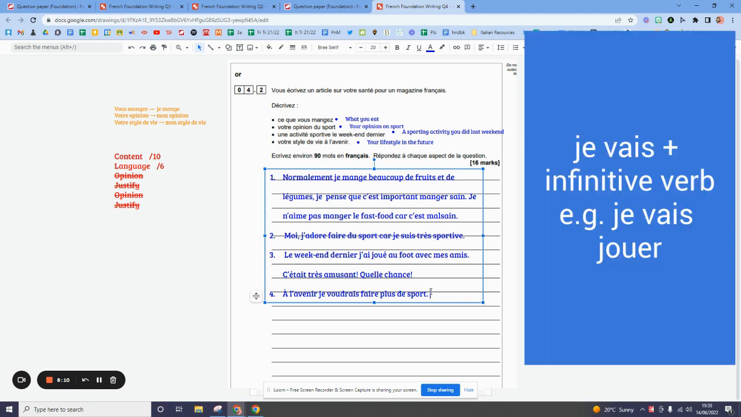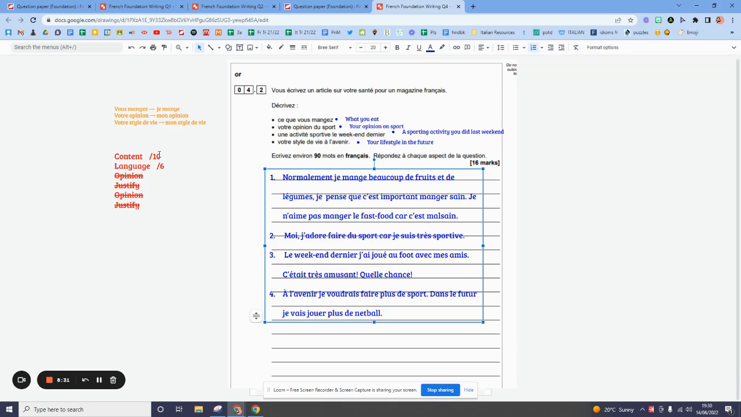And then let's go for dans le futur, jouer. I'm going to play, another future tense there. Plus de netball. I'm going to play more netball. There you go. I've done both my opinions. I've done both my justifications. I've got all 10 points for my content because I've covered all 4 bullet points. My language is out of 6, probably 6.